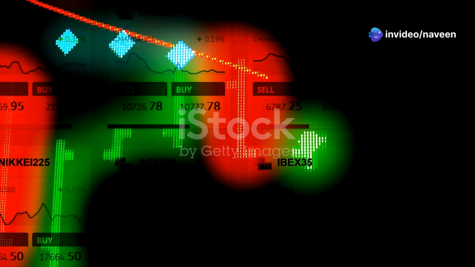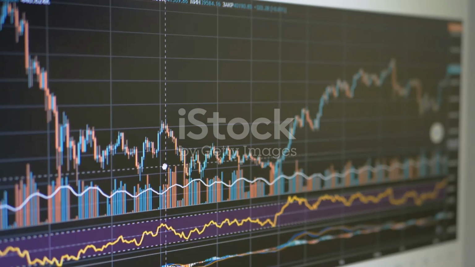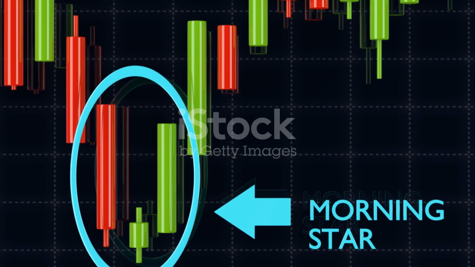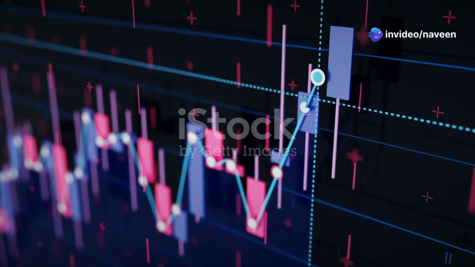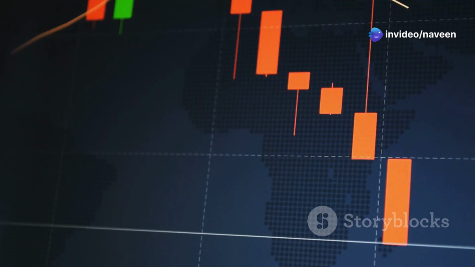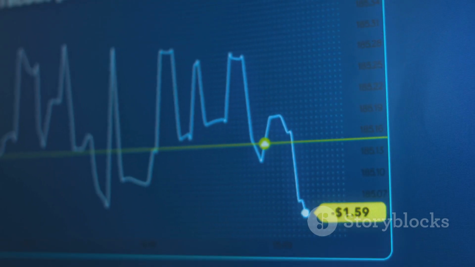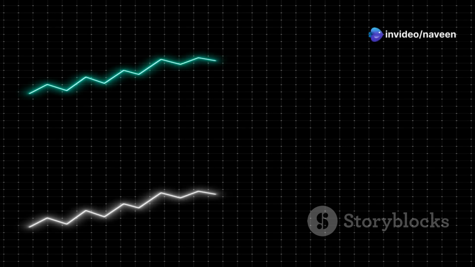Section 7. Double tops and bottoms, confirming trend changes. Double tops and double bottoms are another set of important reversal patterns. They signal a potential change in trend. A double top pattern occurs after an uptrend. It indicates that the buying pressure is weakening. The pattern is formed when the price reaches a certain level twice but fails to break above it. This creates 2 distinct peaks at roughly the same price level.